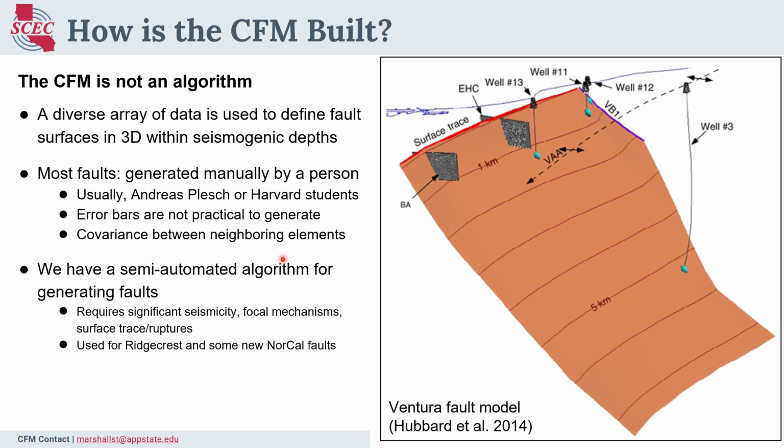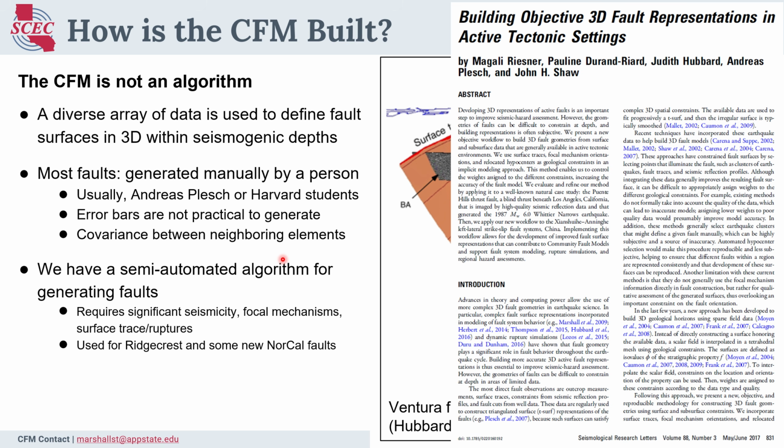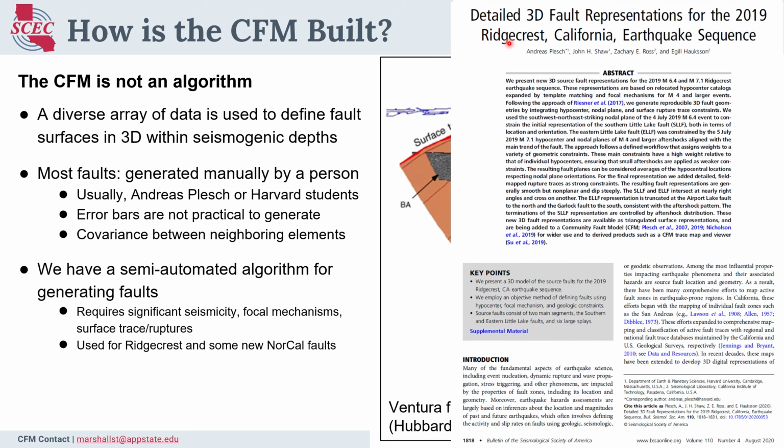Now, there are times where we can use an algorithm to do this, and the Harvard team, Ross et al., published this. It's a really amazing algorithm. If there's a lot of earthquakes and focal mechanisms and surface traces or ruptures, you can feed all that into this algorithm, and it will build a three-dimensional fault network out of that data. And it worked so well that Andreas and colleagues applied this to the Ridgecrest earthquake sequence in 2019 in California. And that is the representation that's in the community fault model right now. It's quite complicated because that earthquake sequence was quite complicated.